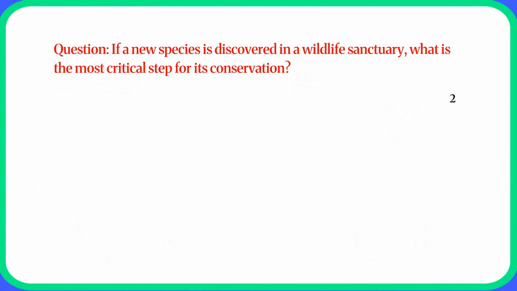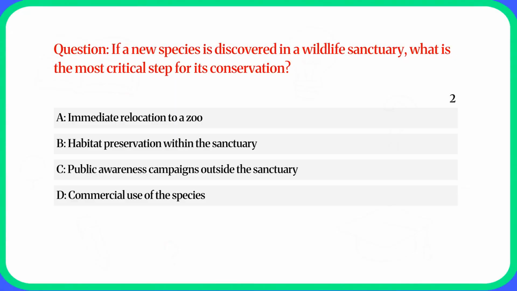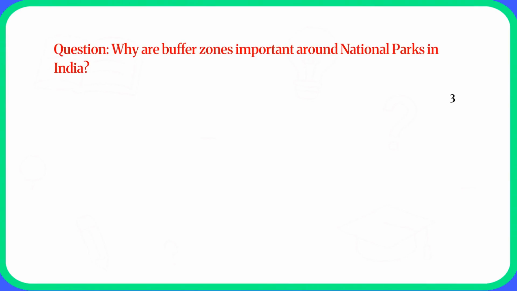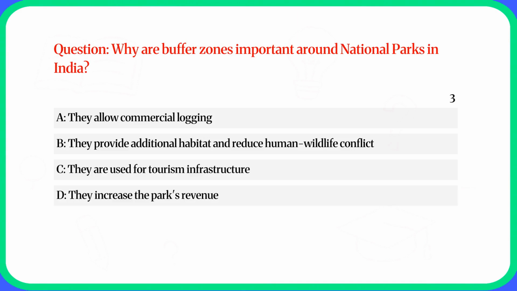Question: if a new species is discovered in a wildlife sanctuary, what is the most critical step for its conservation? Answer B. Habitat preservation within the sanctuary. Question: why are buffer zones important around national parks in India? Answer B. They provide additional habitat and reduce human-wildlife conflict.